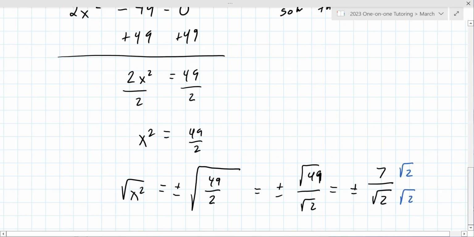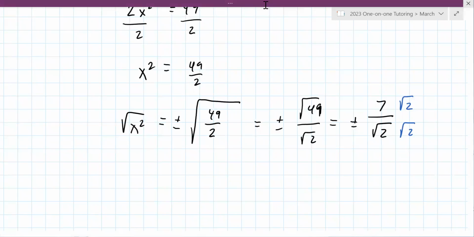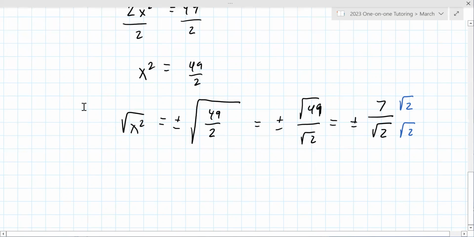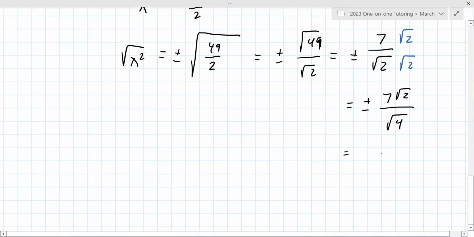And we don't have to rationalize on part B though, right? Well, I switched up part B. I gave it a different problem because I don't think it's clear what to do. So this becomes 7 square root of 2 over the square root of 4. What is the square root of 4? 2. This is 7 square root of 2 over 2.